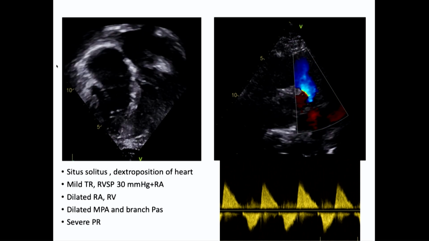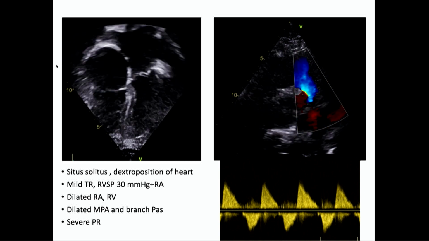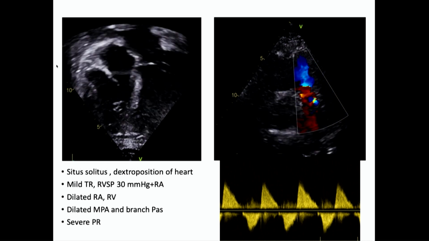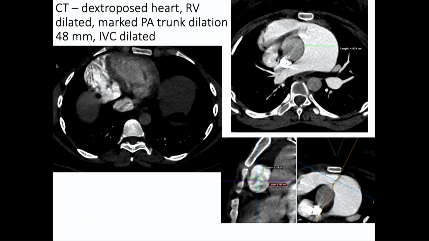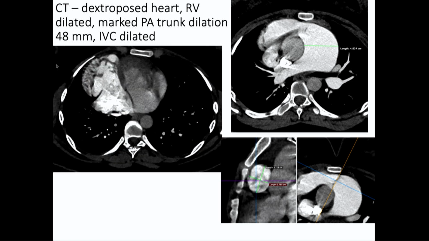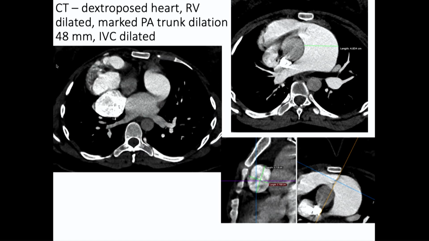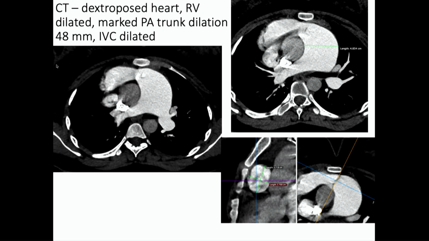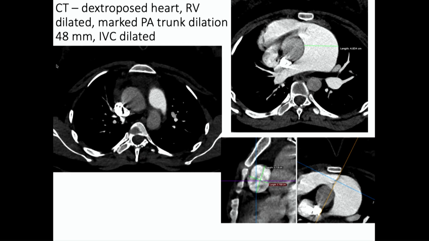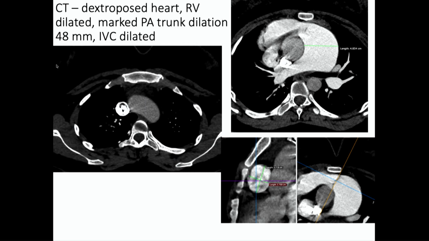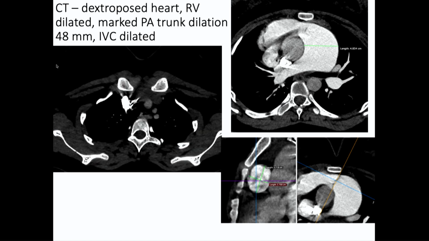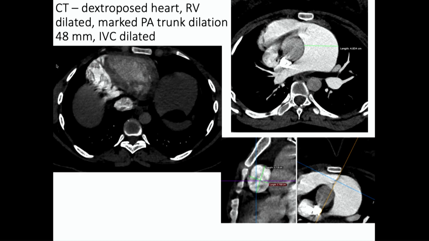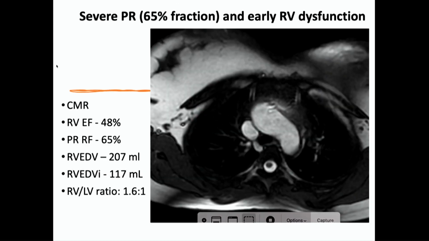In the next image, you can see that the MPA and the branch PAs are dilated, and there is significant PR. The PR Doppler signal is also shown. This is the CT of the patient, which is showing that most of the cardiac mass is on the right side, and the RV is in a more horizontal plane, and here is a very dilated pulmonary trunk. The pulmonary trunk is measuring 48 millimeter. It is dilated. And the narrowest area is also shown, which is measuring around 36 millimeter.